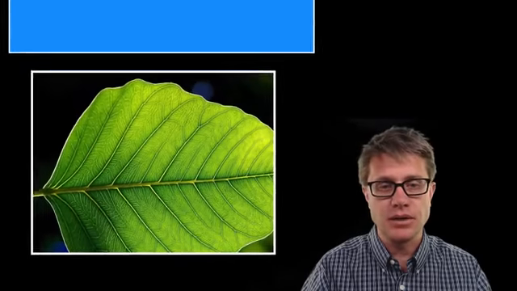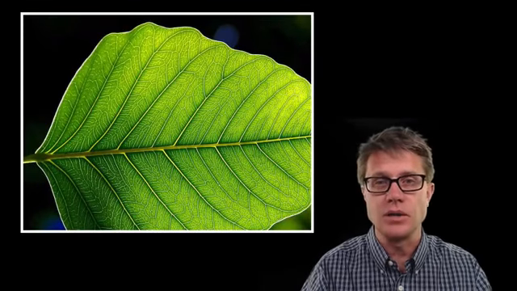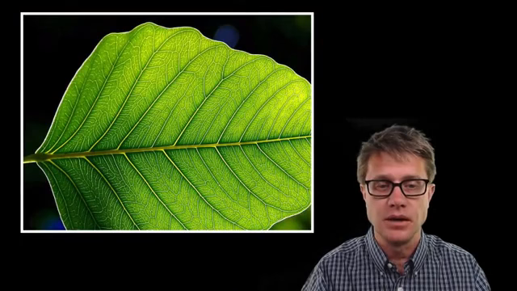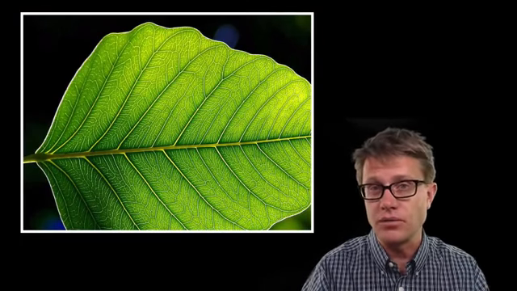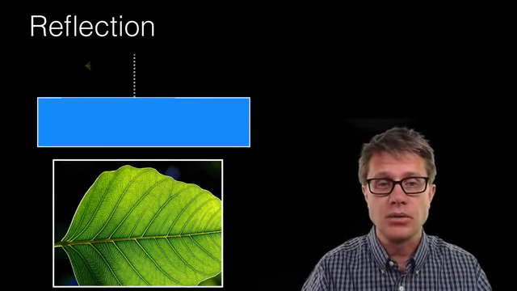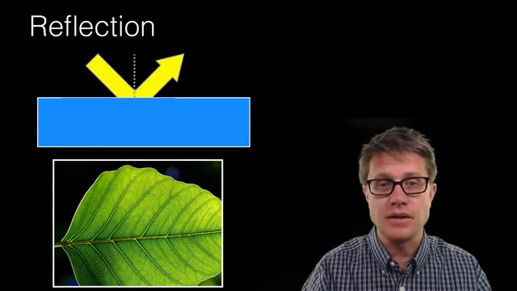With reflection, if we were to look at this leaf, what color of light is being reflected from the surface of the leaf? Well, it's green. Since it occurs as green, we're getting a reflection of that green light. So reflection, remember, is a bounce off of the surface.